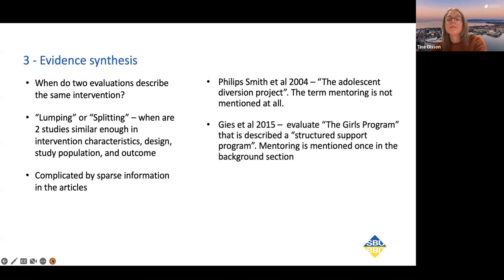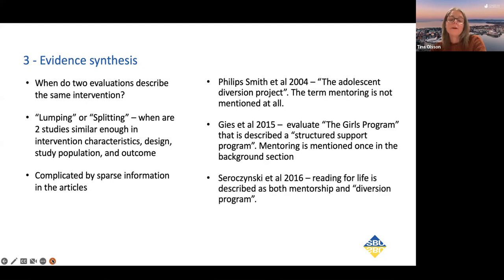Geis et al. from 2015, which was the study that DuBois included in his comment, evaluated the Girls Program. And here the Girls Program was described as a structured support program and not a mentoring program. Mentoring was mentioned briefly in the background to the study, but when describing the Girls Program, there were a number of components listed: structured support, group discussions, skill building, but not mentoring.